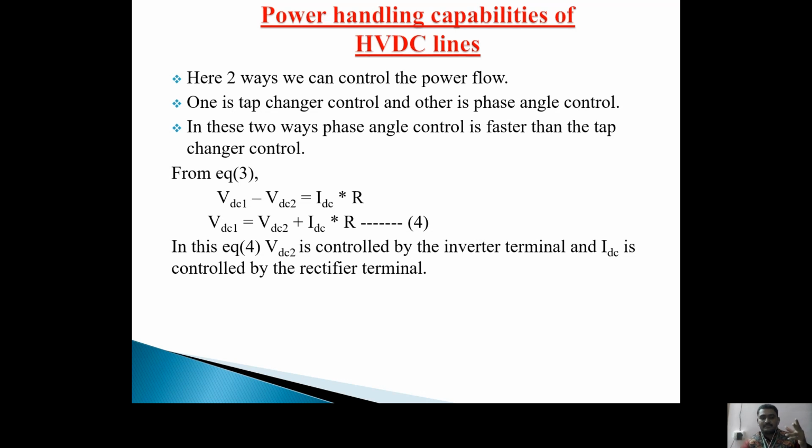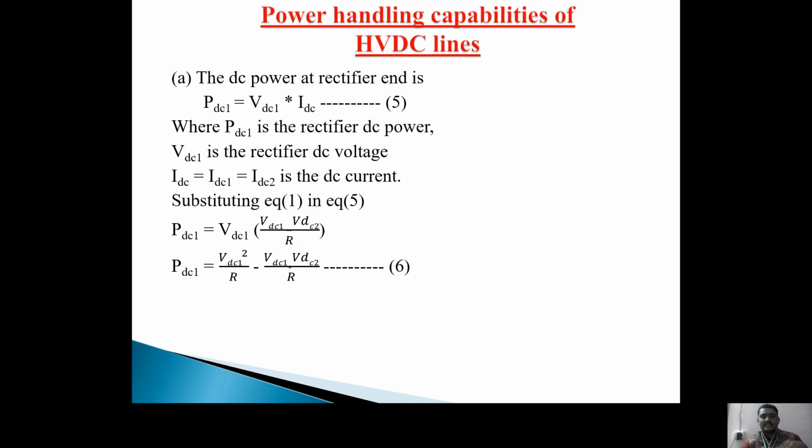Okay. So next, firstly we have to know the DC power at the rectifier end. For that I am taking the DC power at the rectifier end, represented with PDC1. So PDC1 is equal to VDC1 into IDC. Here PDC1 is the DC power at the rectifier end, VDC1 is the voltage at the rectifier end, and IDC is the DC current in the HVDC line. Here IDC is equal to IDC1 and IDC2.